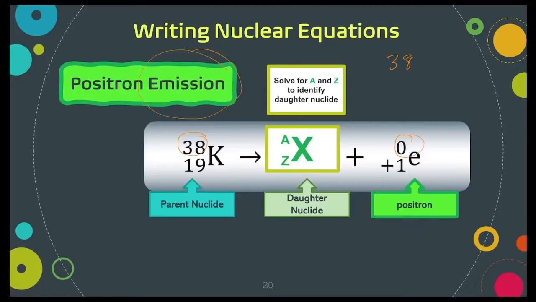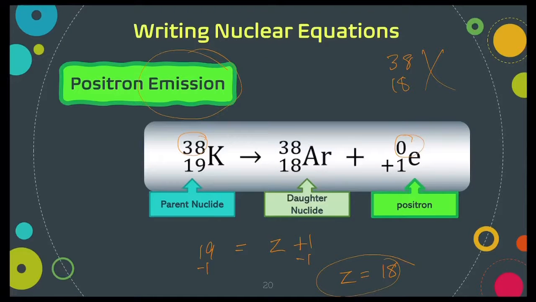The bottom number, we have 19 equals Z plus 1. So to solve for Z, we need to subtract 1 from both sides. So Z equals 18. So use the atomic number 18 to determine the identity of isotope X. Hopefully you were able to see that it was argon. So that completes our positron emission equation.